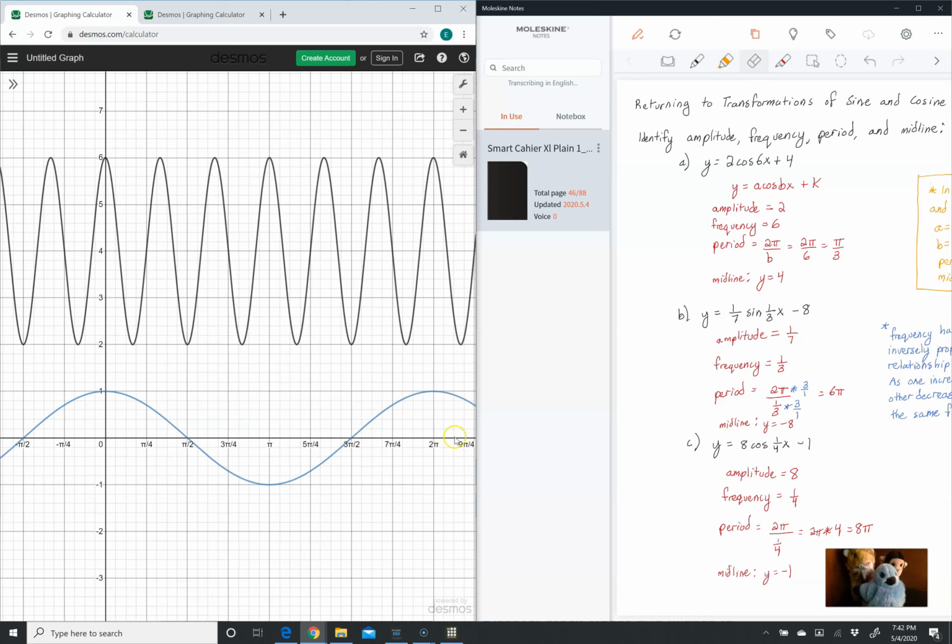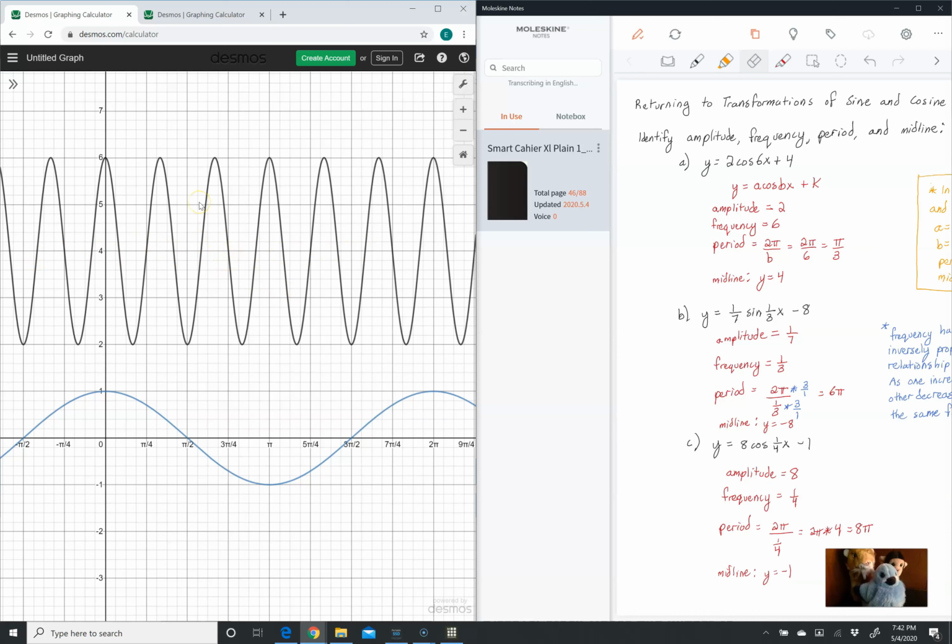Okay, so first of all, you can see it moved up. And if we look at the midline, it is at y equals 4. That's exactly halfway between the minimum and the maximum, right? Exactly halfway. And we can find exactly halfway by adding these and dividing by 2. We could take 2 plus 6 and divide by 2. That gives us 4. That's exactly in the middle, okay? So that's our midline. You can see that here.